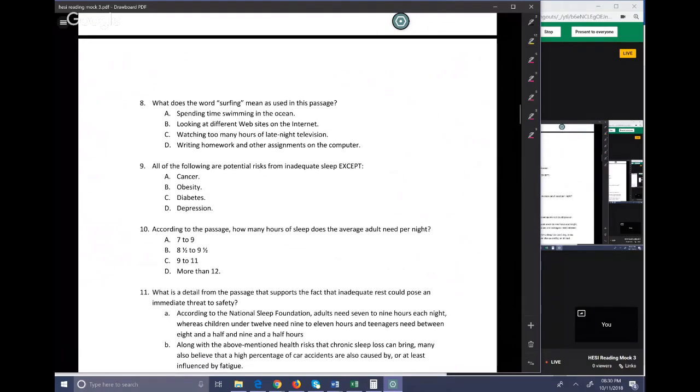Number 8 is a word in context. Words in context have to do with a little bit of luck and a lot of reading the passage well in the first place. So what does the word surfing mean as used in the passage? The way they used it was looking at different websites on the internet. You could define surfing a lot of ways, but the other answers are terrible, so that should have taken you there.